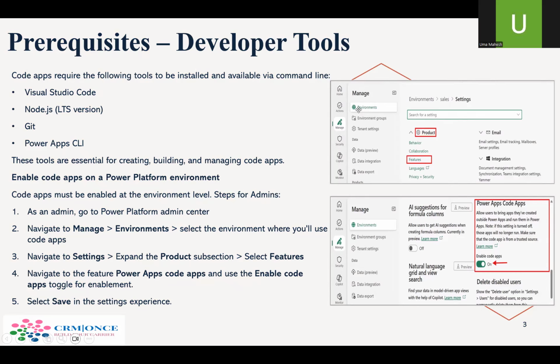So here we can navigate to the environment, and here you can see the features. Once you click on features, you can see Power Apps code apps. You can turn this on, and once you click on the save button, this feature will be enabled.